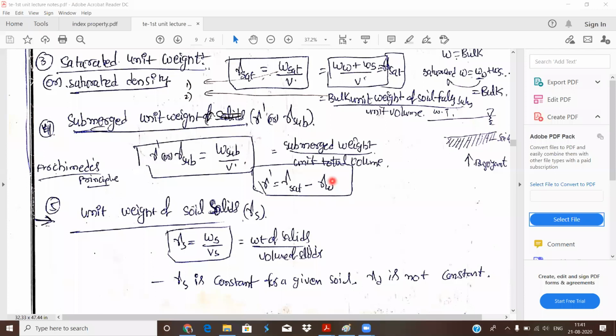Likewise, if a particular soil has a particular weight, in order to find the weight of soil, we need the unit weight of soil solids. So the unit weight of soil solids is weight of solids by volume of solids. It is the ratio of weight of solids per unit volume of the solids. So it is constant for a given soil. It does not change at any place, at any time, anywhere. It may be partially saturated condition, fully saturated condition, or dry condition.